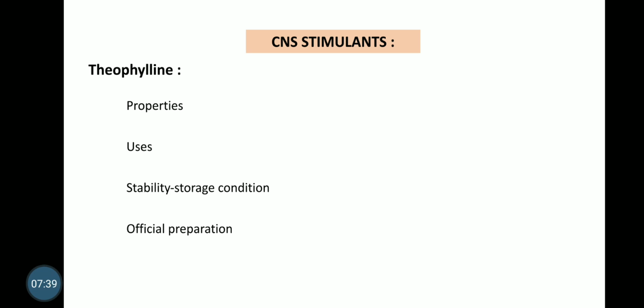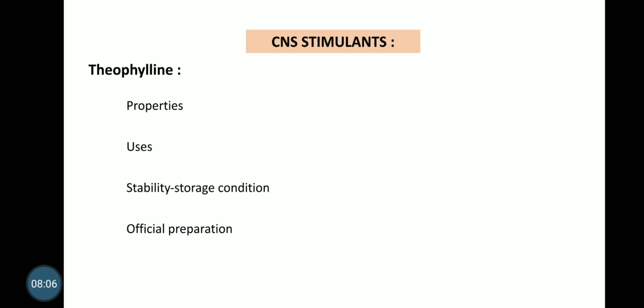Now in case of caffeine and theophylline, there is a slight change in the structure. In caffeine we have seen that methyl groups are present at first, third and seventh position, that is 3 methyl groups are present. But in case of theophylline, only 2 methyl groups are present and their positions are 1 and 3. Hence the chemical name 1,3-dimethyl xanthine.